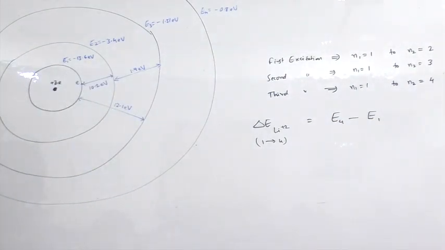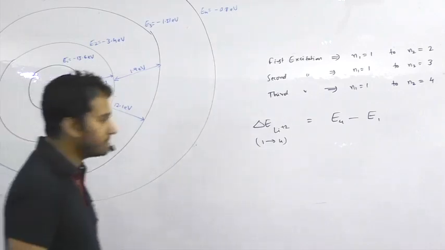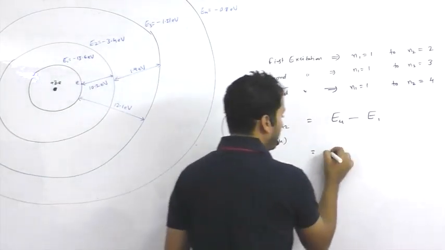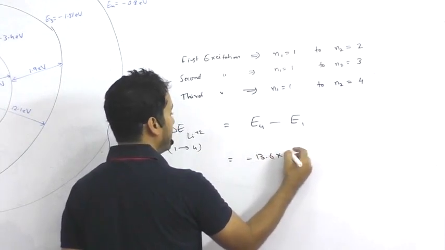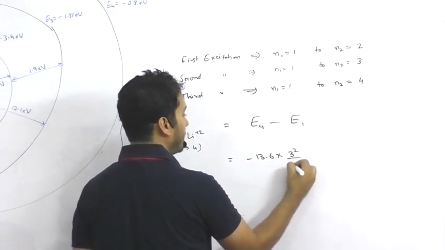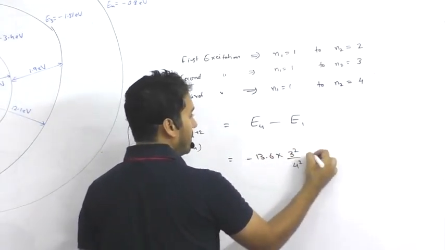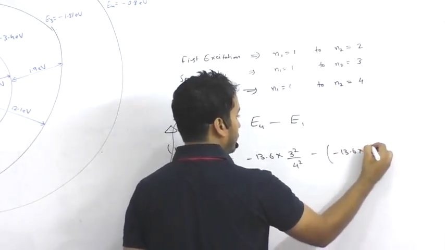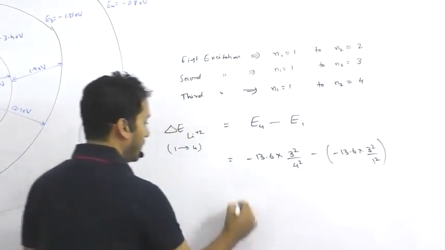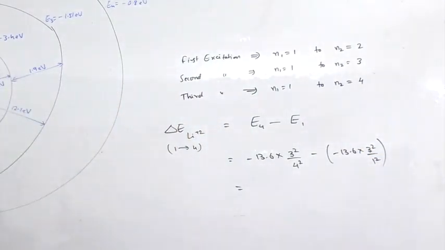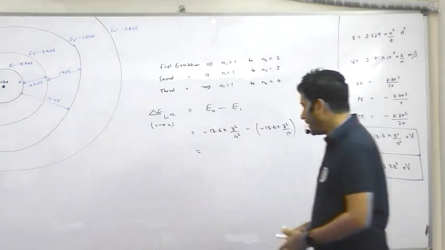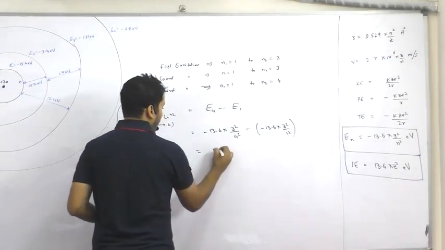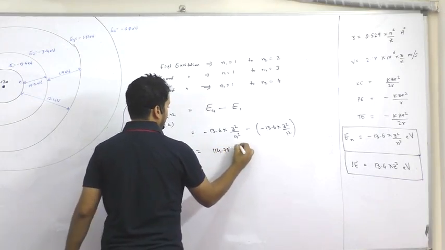E4 minus E1? Please solve. Tell me how much this comes to. Minus 13.6 into Z square by n square, that is 3 square by n square. Minus 13.6 into 3 square by n square. This will be the expression, right? Please solve. Tell me how much this is. Yes, this will come to 114.75 electron volts.